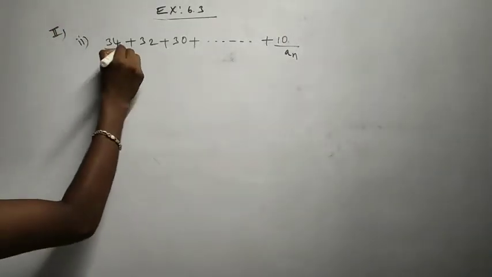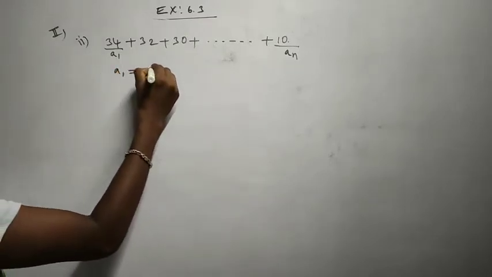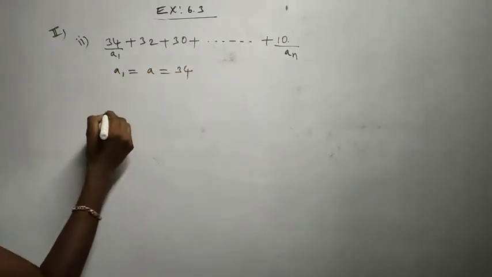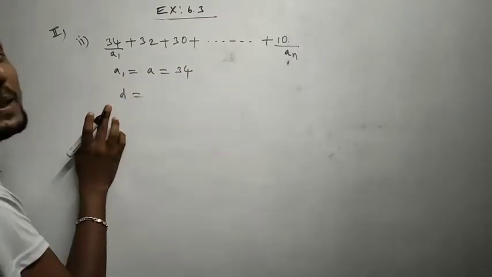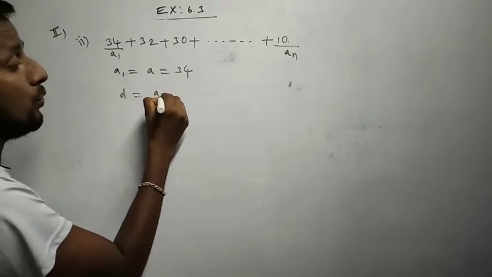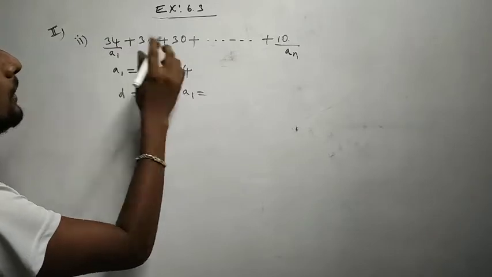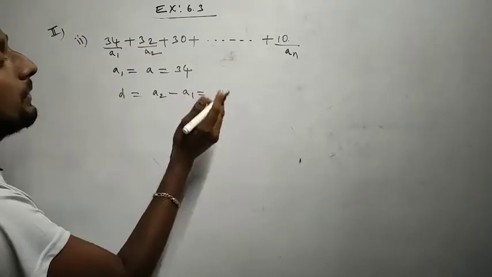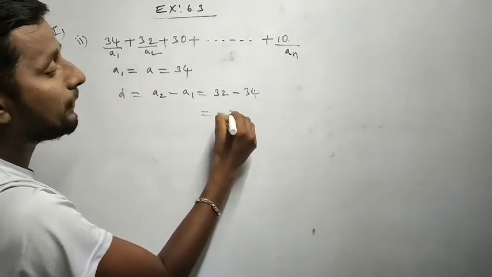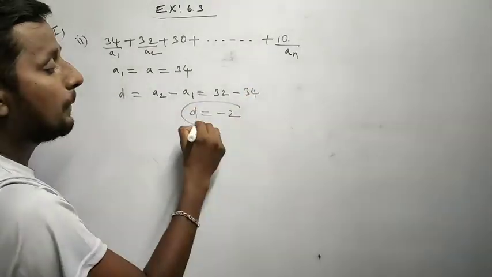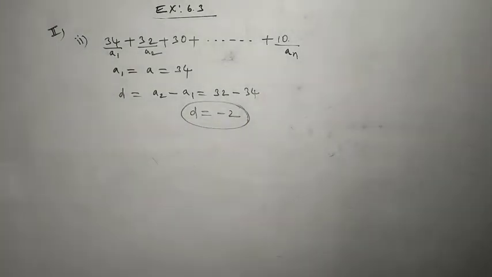Okay. So I can say A1, the first term, is equal to a, that is 34, and d means, all people have to know, the common difference. So A2 minus A1. Here look at A2, 32. Am I right? So I'll write 32 minus 34. Overall the difference is minus 2. Focus on the sign also, okay, beta. Minus 2.